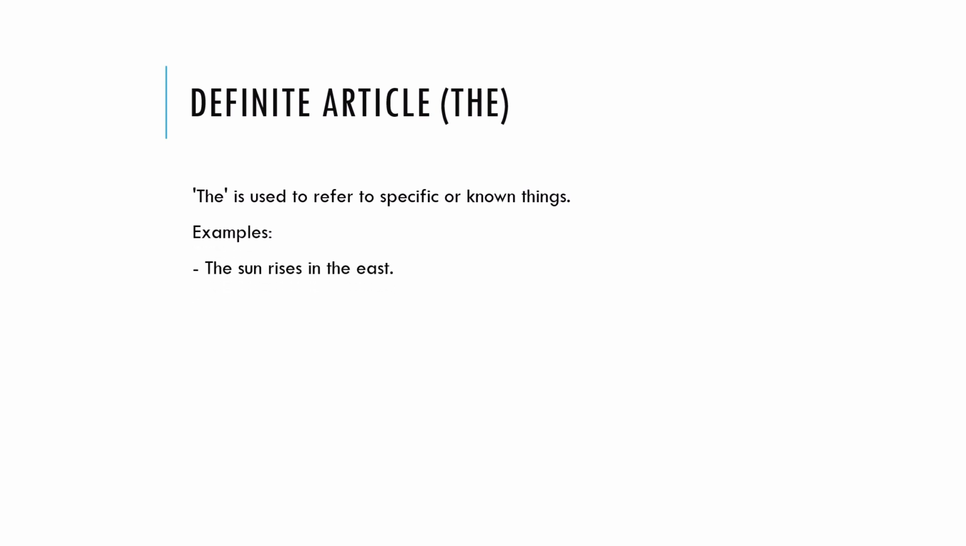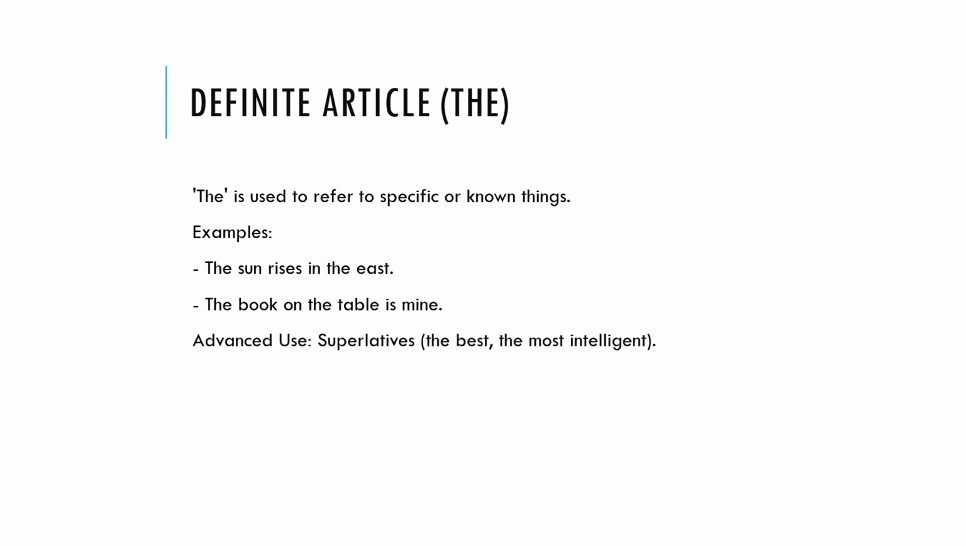Definite article. The definite article is the. We use the when the listener or reader already knows what we are talking about. For example, the sun rises in the east. There is only one sun, so it is specific. The book on the table is mine. We are talking about one particular book. We also use the before superlative adjectives. For example, the most beautiful flower, the best student, the tallest building. Remember, the is used for specific or unique things.